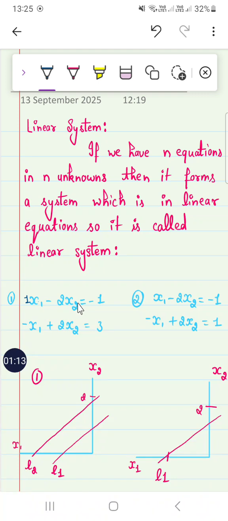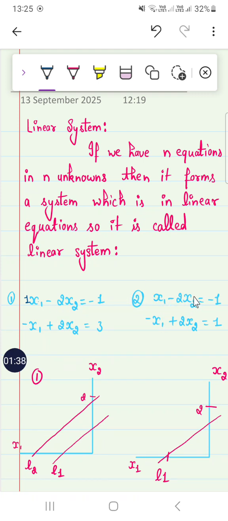These are coefficient terms, right? So how do we find a linear system? Because this equation and this equation are both different equations, right? It is plus 1, it is minus 1. Both are different equations in two unknowns, and these are linear equations, so this forms a linear system, right?